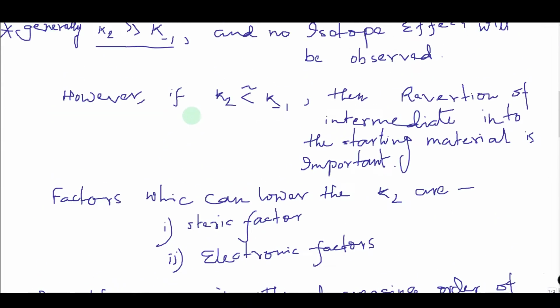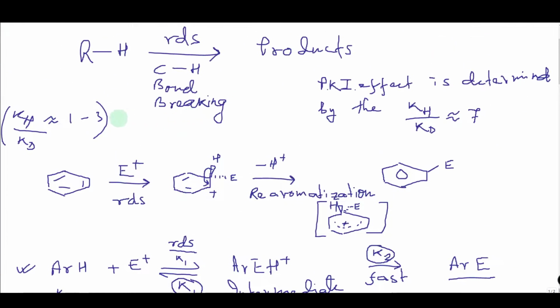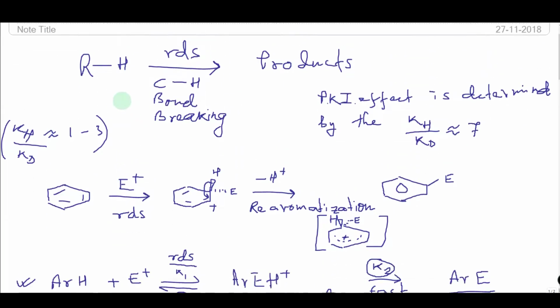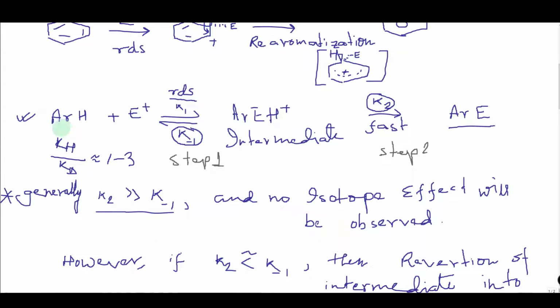Okay, so let's recapitulate it once again. If we consider an example of electrophilic aromatic substitution reaction, in which the first step is the rate determining step, which is in equilibrium, and the second step is the fast step, which involves the carbon-hydrogen bond breaking.